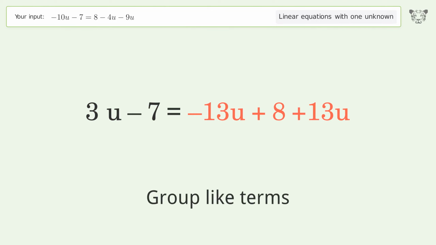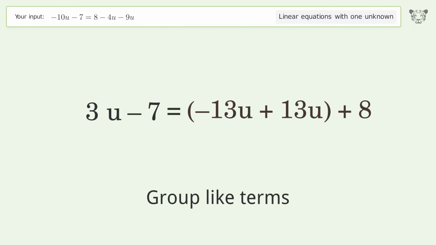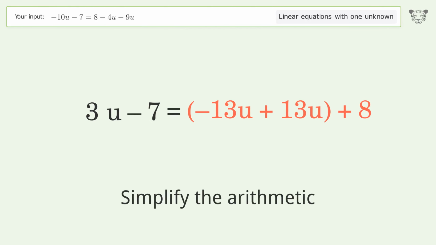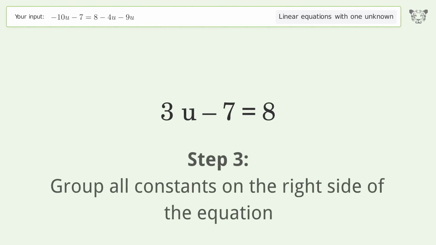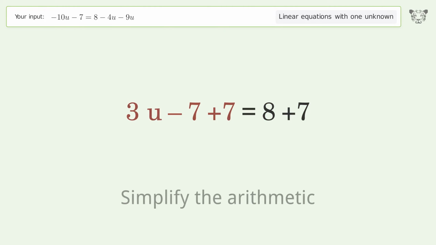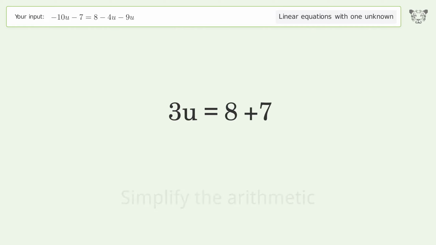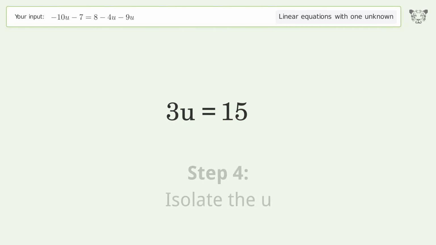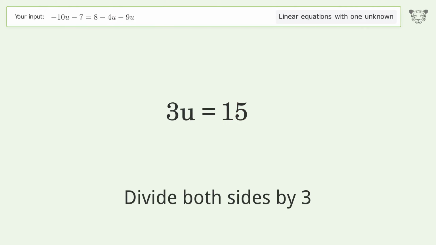Group like terms. Simplify the arithmetic. Group all constants on the right side of the equation. Add 7 to both sides. Simplify the arithmetic. Isolate the u. Divide both sides by 3.